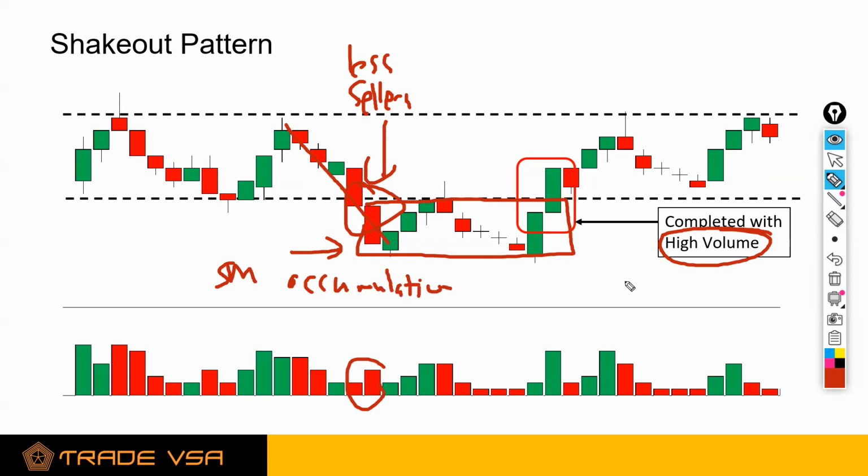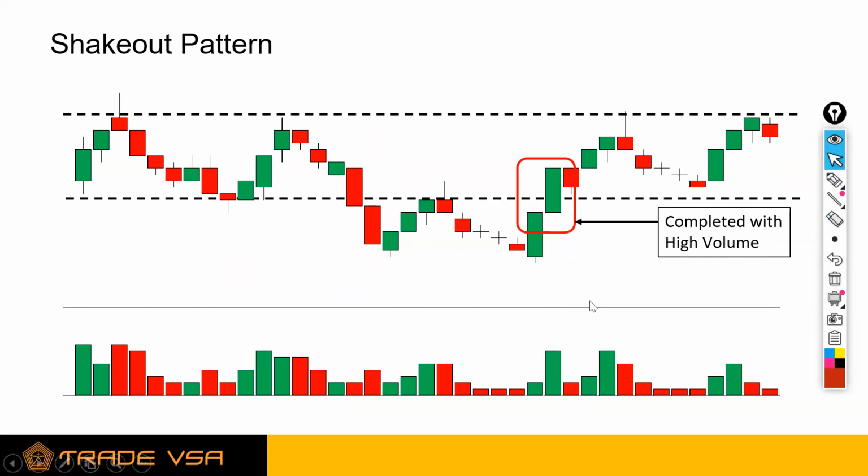Okay, and the third step, the reason why we want to look for high volume, is because we want to ensure smart money is ready to mark the price higher. Ready to mark the price higher. So, three simple steps for a shakeout to complete this.